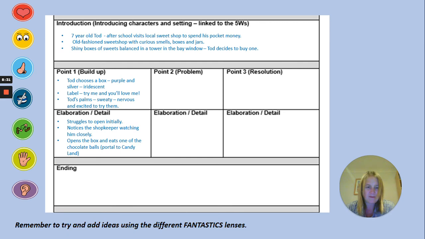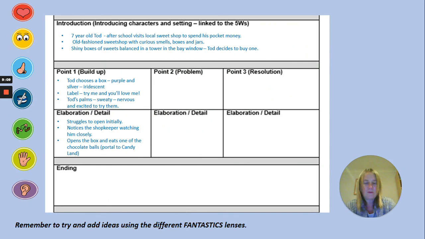If I'm taking my time to explain, all he's done is seen a box, got it and opened it, and he could be looking around this sweet shop, and maybe he's the only person in the shop, and you notice the shopkeeper watching him closely. Does the shopkeeper know what's inside that box, or what might happen? So he opens the box, and I was thinking maybe there's chocolate balls, or they could be wrapped in silver wrappers, and he has to fumble and undo those. But I wanted to use that idea, and I think we talked about it yesterday, of opening this box and it's a portal to the Candyland.